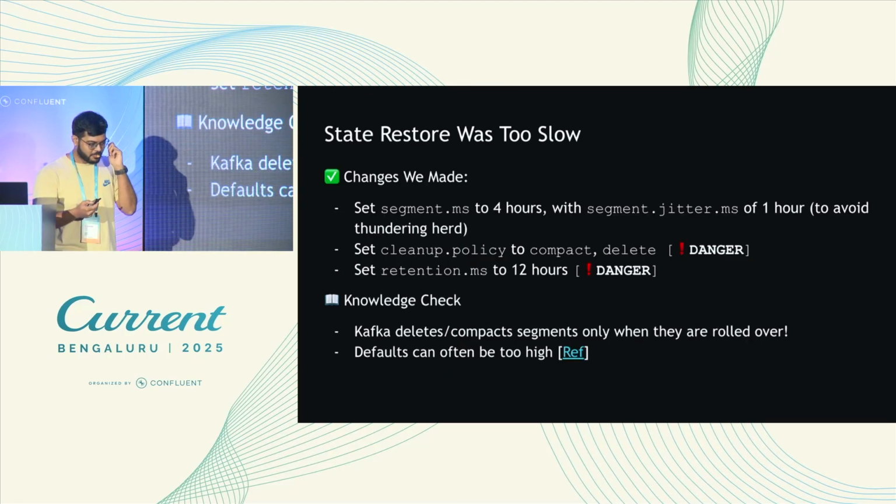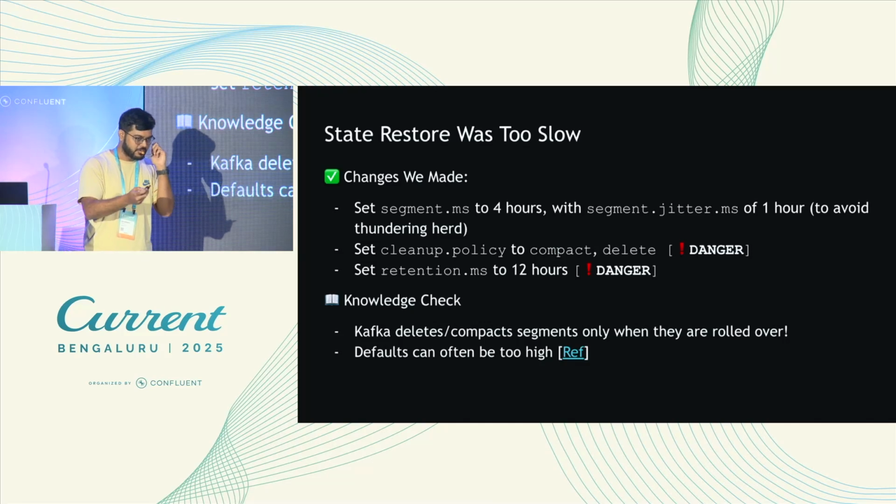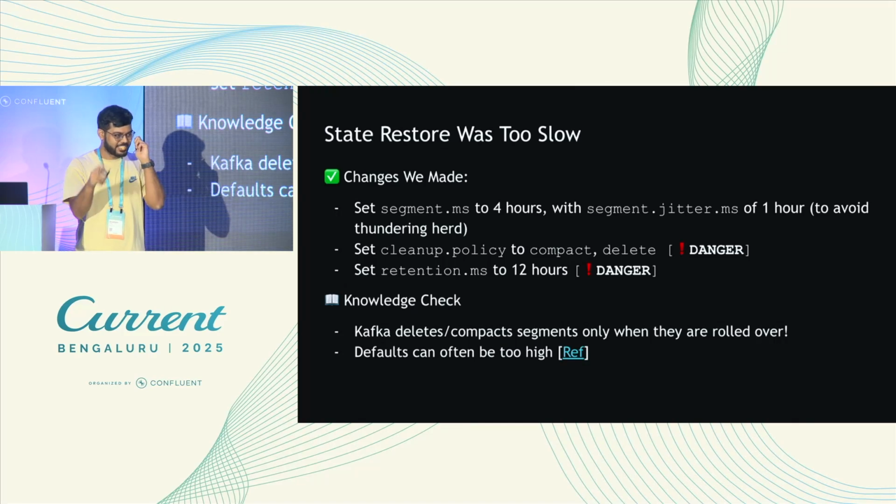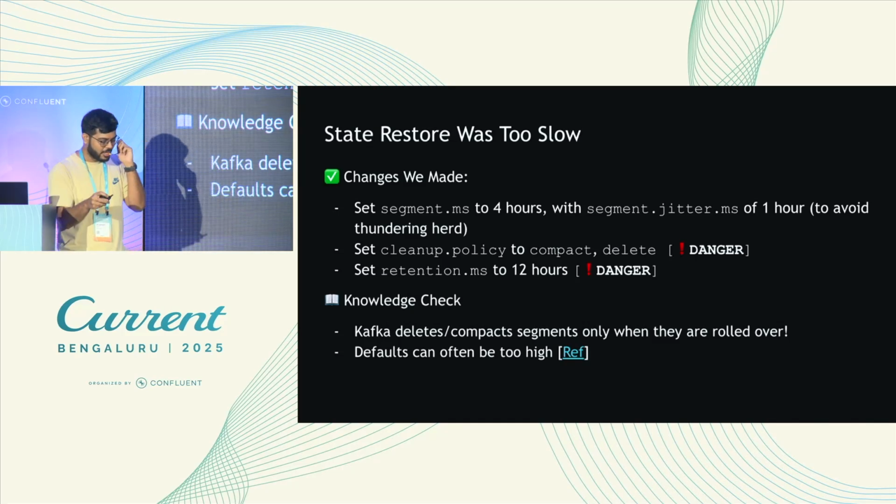So one change that we made was to change the segment.ms to 4 hours and add a jitter of 1 hour. By the way, jitter is very important if you're adding segment.ms, because whenever the segments roll over, all of the segments roll over in one go. That creates a thundering herd. So if you're setting segment.ms, be sure to add segment.jitter.ms, because the default config is usually based on the size of the partition, not on the timestamp. Different partitions reach that size at different times, so that automatically gives you some sort of jitter. But if you're rolling by time, you need to add the jitter yourself.